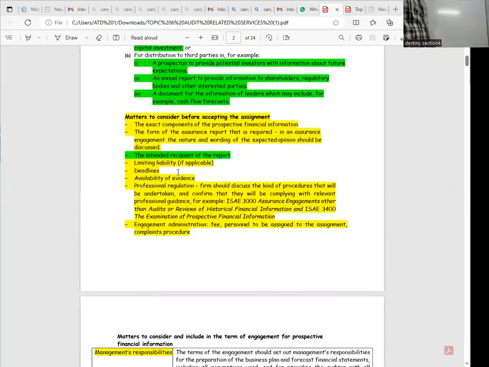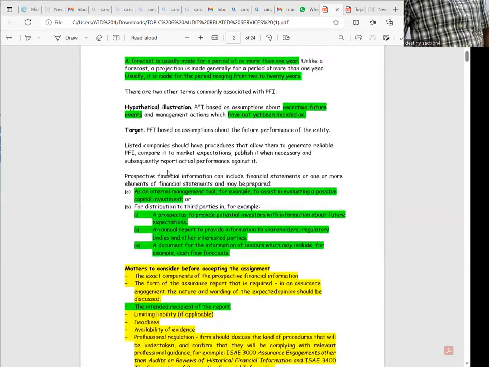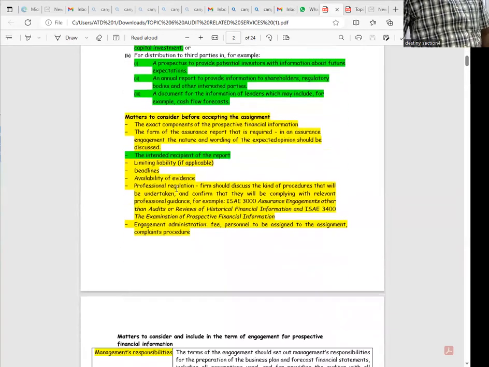So this is a part of what you call the review engagement, which is guided by the assurance engagement standards, ISAE 3000. So as the practitioner, before you accept to do a review of this particular work of either prospective or forecast financial information, there are things that you need to take into consideration. So the matters to consider before accepting the assignment: one, the exact component of the prospective financial information.